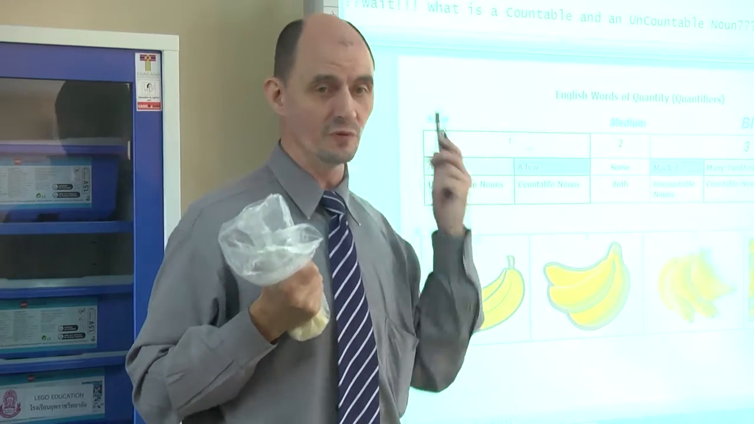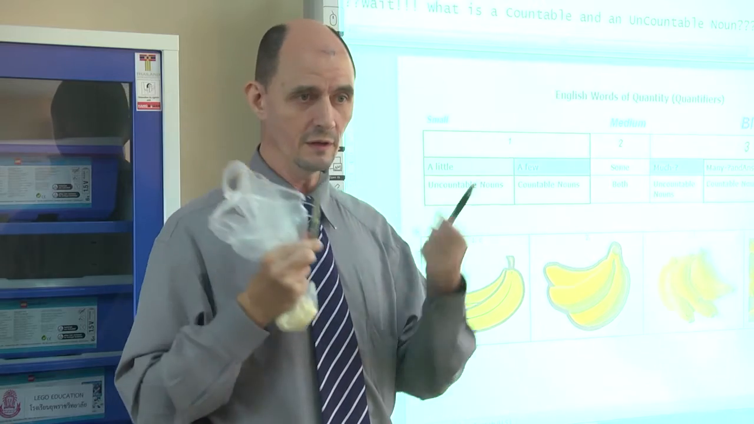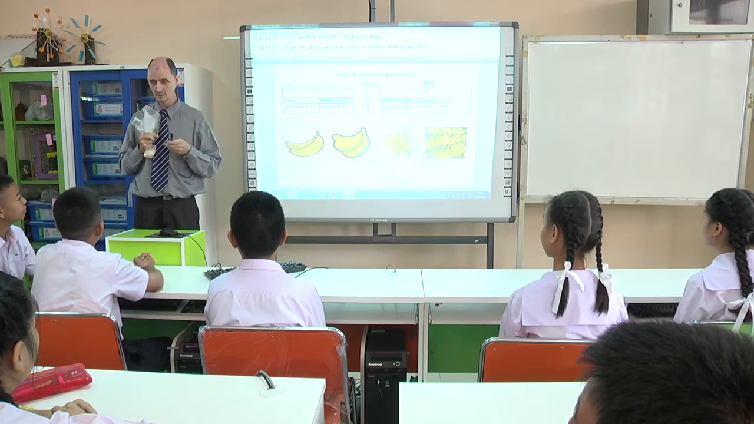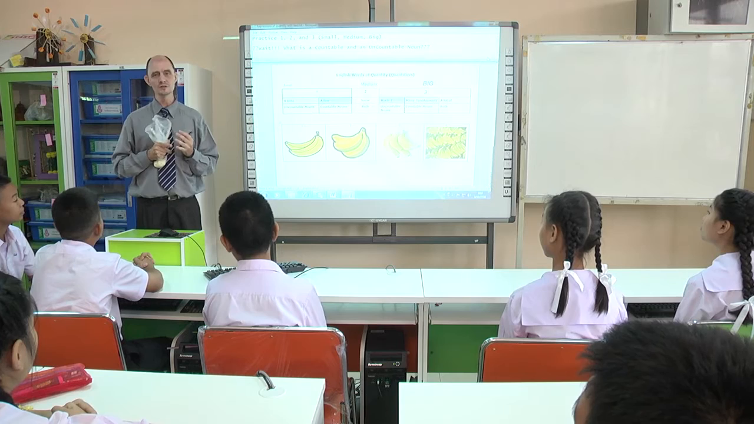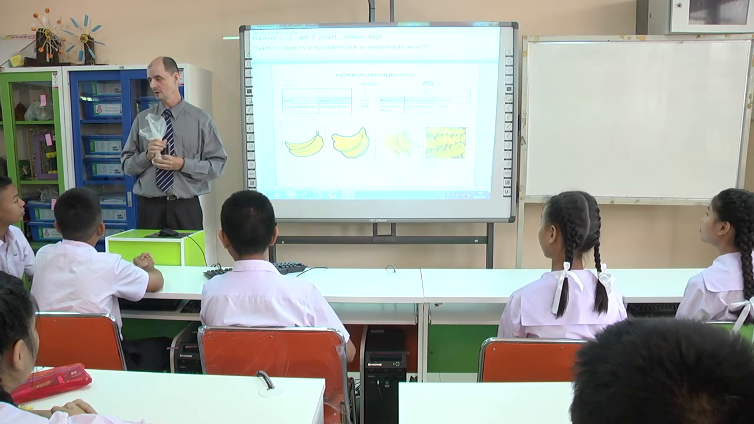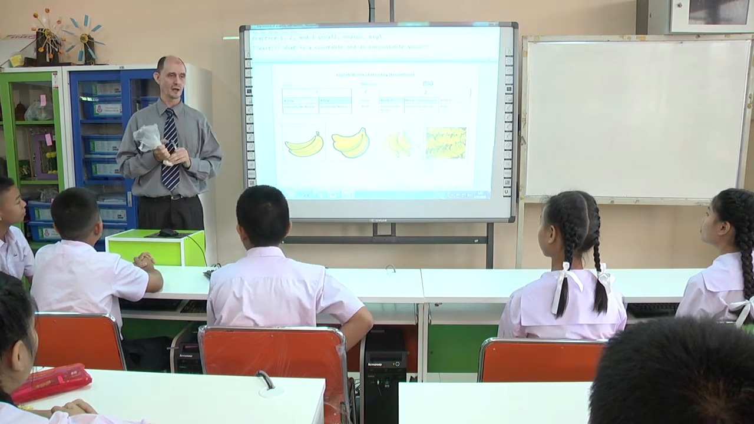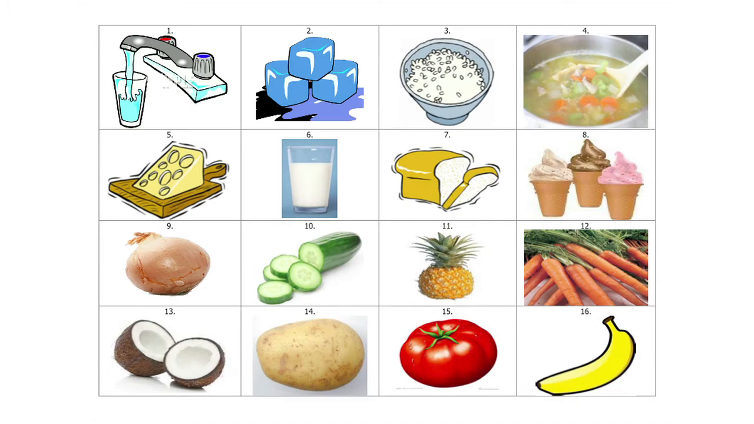Pens is a countable noun. You can count 1 pen, 2 pens. Okay? In English, this is very important. Also, there are many things we cannot count. All right. I want you to look at the pictures here.